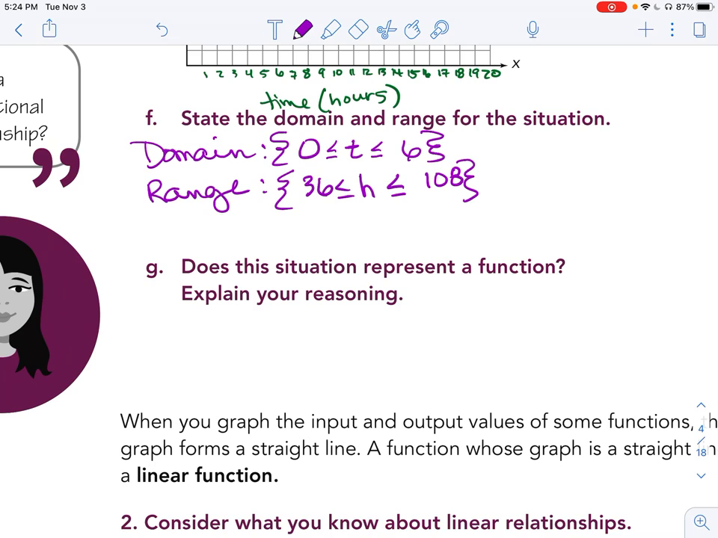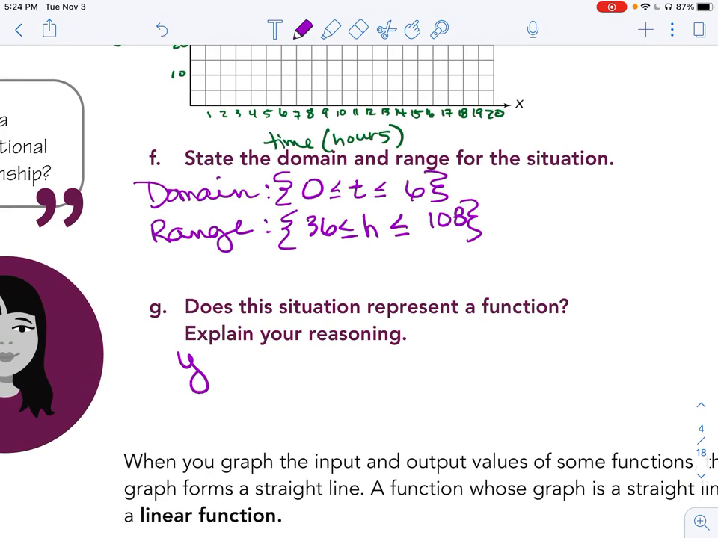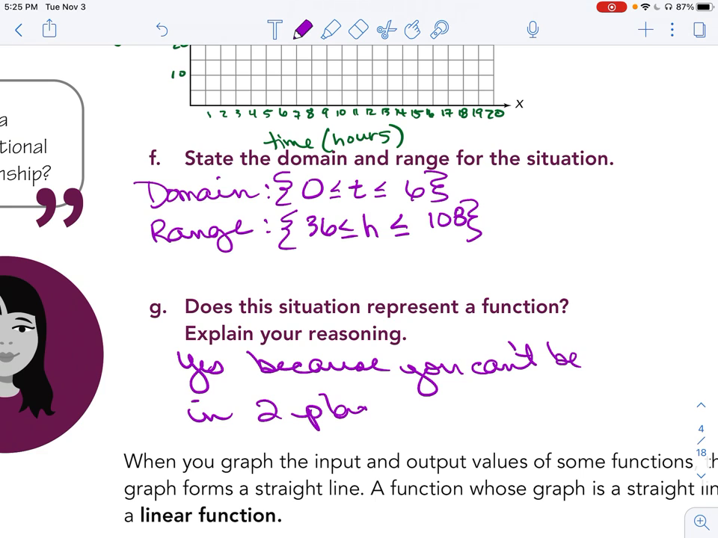Does this situation represent a function? Yes, it does. Because you can't be in two places at the same time.